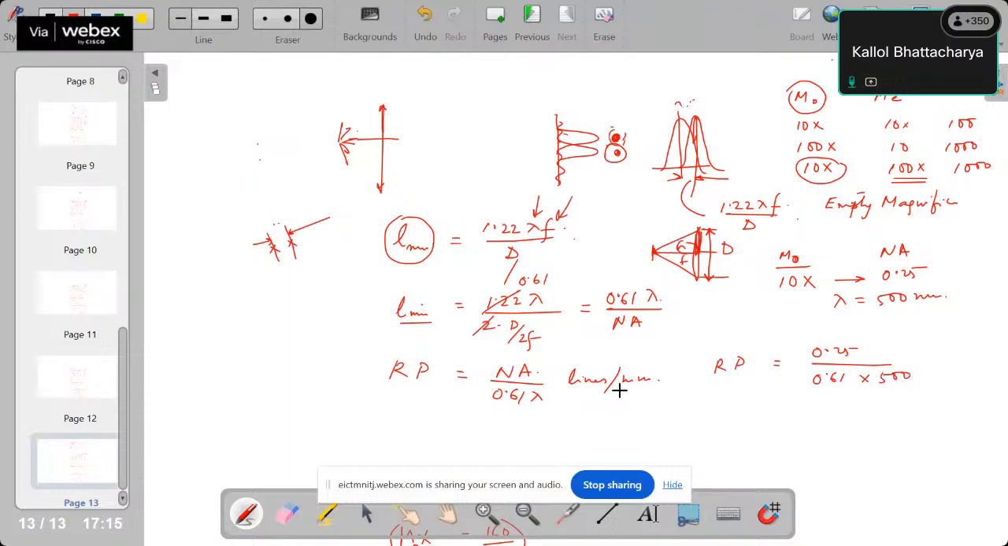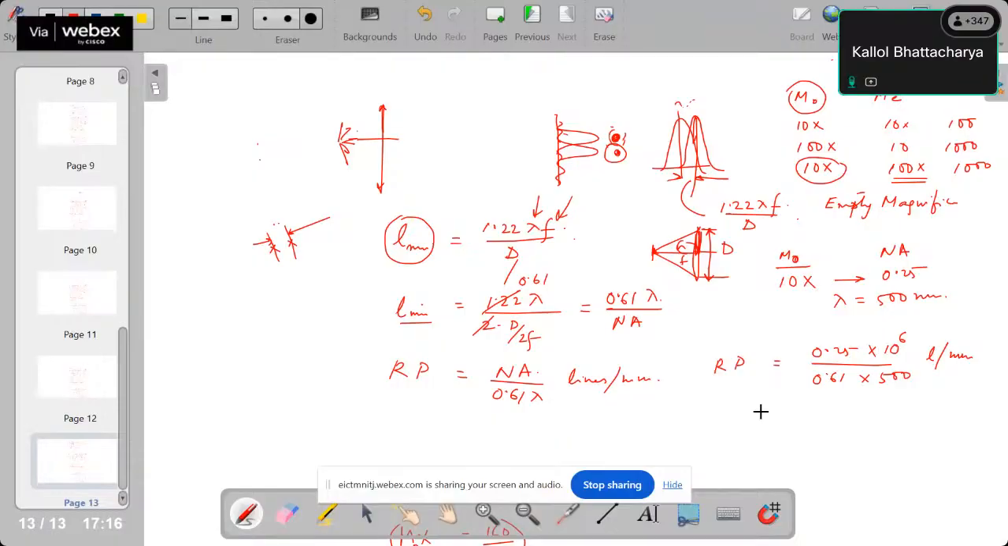Now the numerical aperture is dimensionless, and lambda is given in nanometers. So this will come out to be lines per nanometer. So you have to multiply this with 10 to the power 6 to have lines per millimeter, since 10 to the power 3 would give lines per micrometer, and then 10 to the power 3 again. So this we can say would be the resolution of a 10x microscope objective.